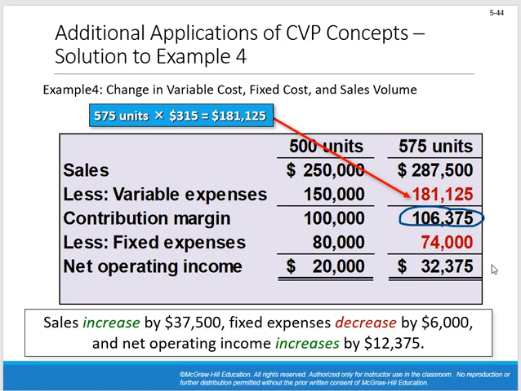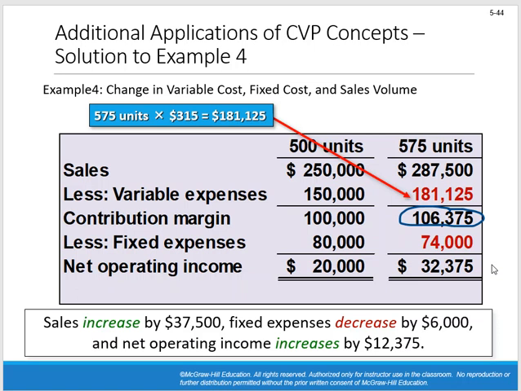What's our break even now? Can you figure it out? We take fixed expense divided by our CM per unit. What do you get? 74,000 divided by 185. Hey, I get 400. So our break even under this scenario is still 400 bikes.